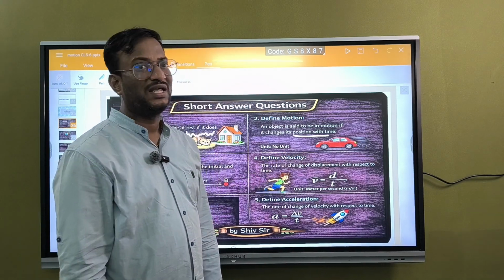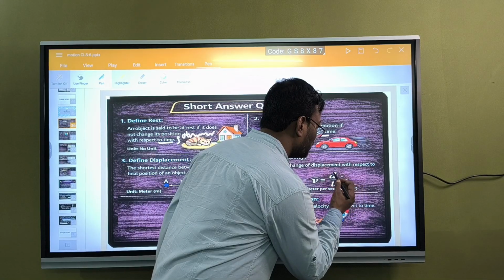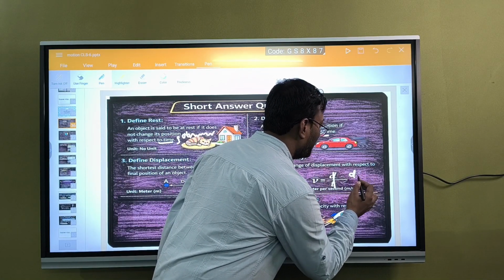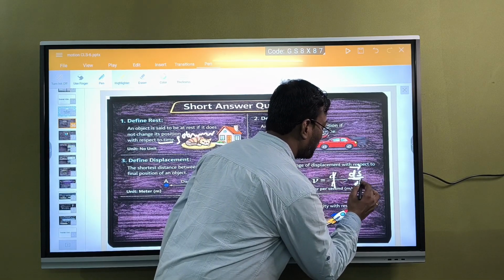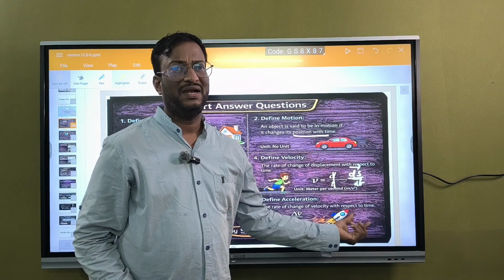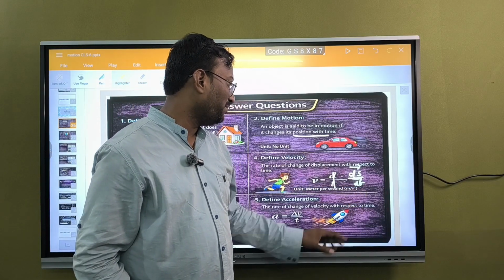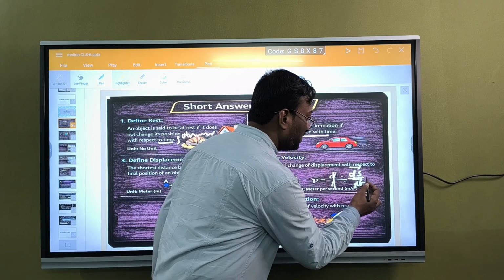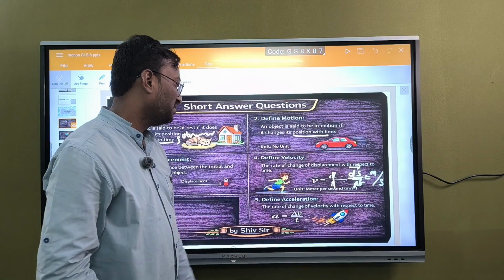Define velocity. The rate of change of displacement is called velocity. It is called as v is equal to the rate of change of ds by dt. So ds, in the sense of differentiation, is the change in displacement by time taken. The unit is displacement by time. The unit of displacement is meter and the unit of time is second, so meter per second.